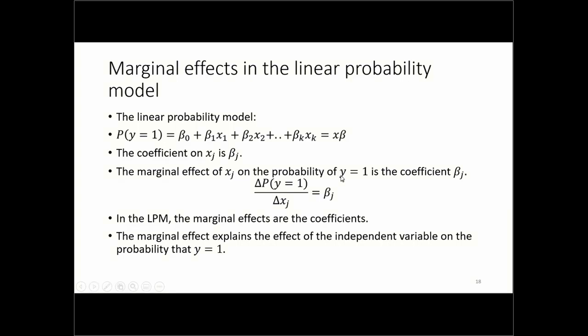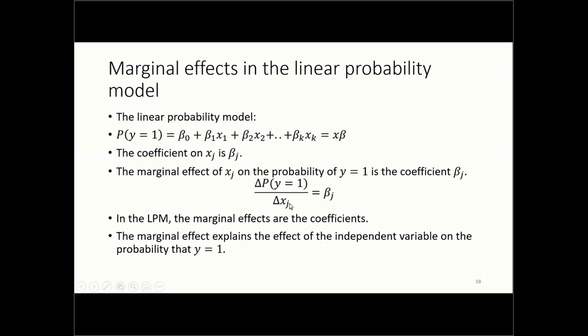So what is the marginal effect of xj on the probability that y would be equal to 1? For the linear probability model, that would be beta j, because if we take the change in the probability of y equals 1 divided by the change in xj, this will be equal to beta j. Basically, if we take the derivative of this expression with respect to x1, that would be this beta 1 coefficient. If we take the derivative with respect to x2, that would be beta 2. So again, what is the change in probability of y equals 1 over the change in xj for any of the independent variables? That is basically the coefficient beta j.